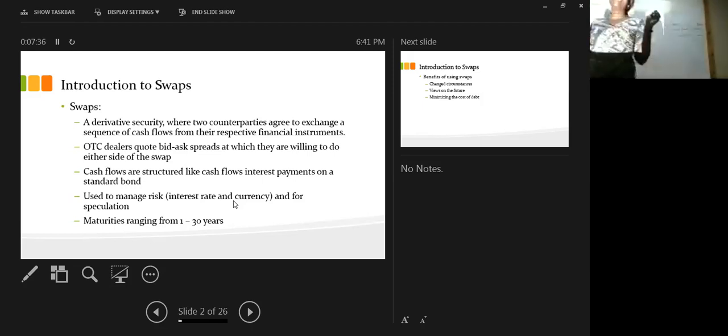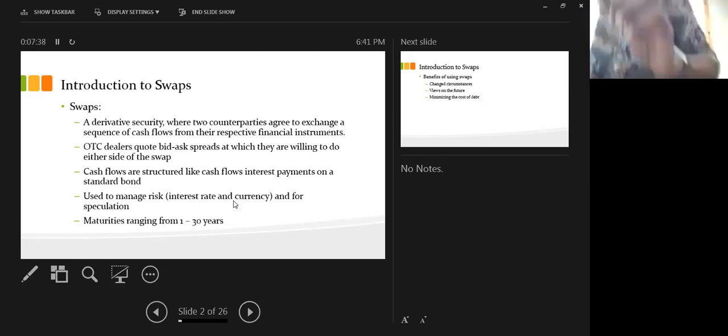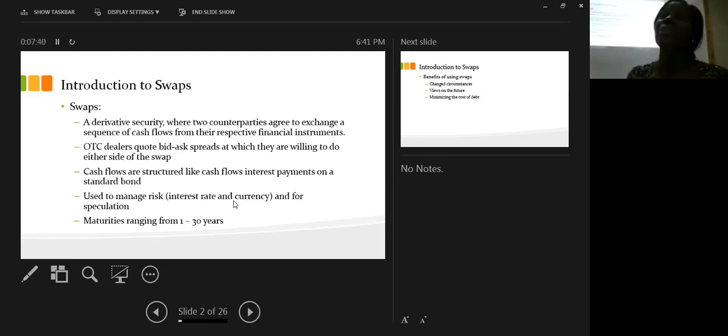So in essence, that is an interest rate swap, which I find particularly boring, so that would not be in any exam. So we are talking about currency swaps. When I reach interest rate swaps, I'm going to skip those slides.